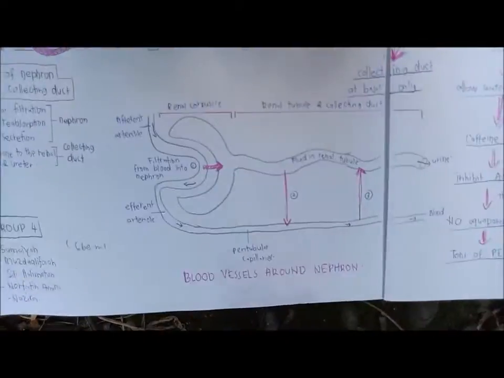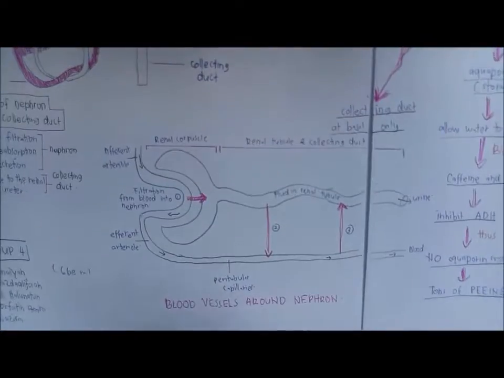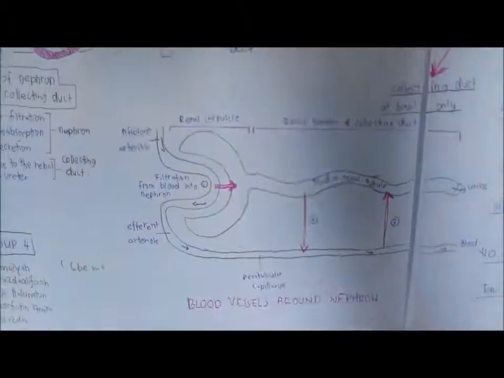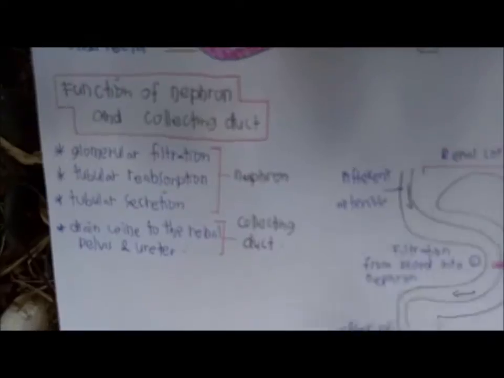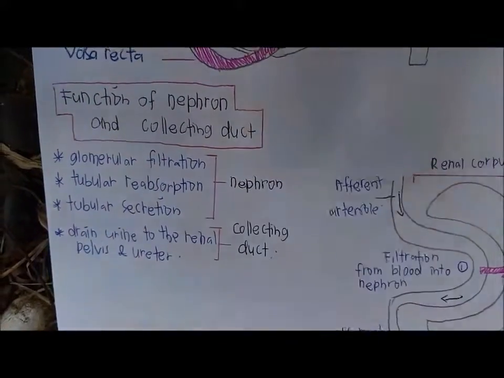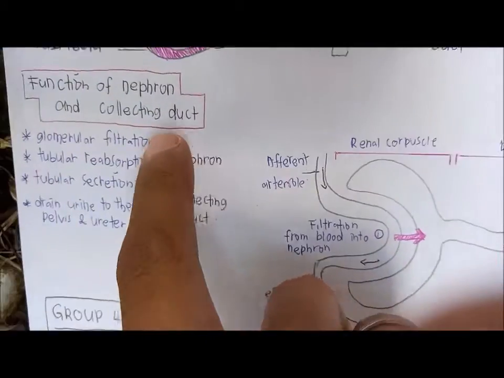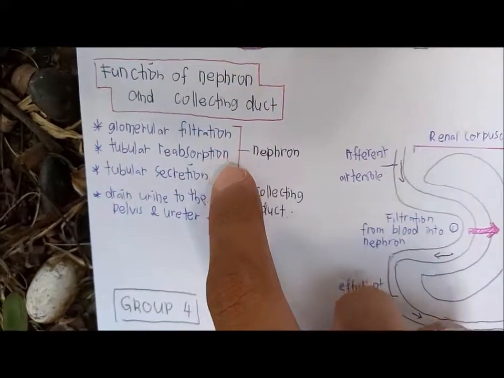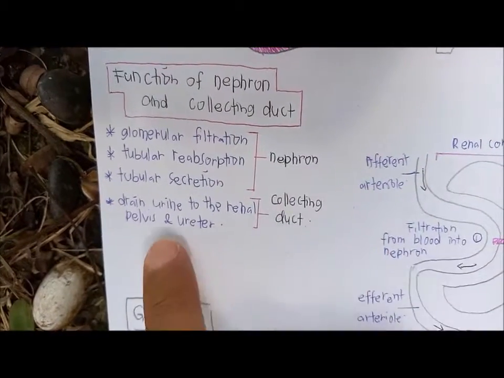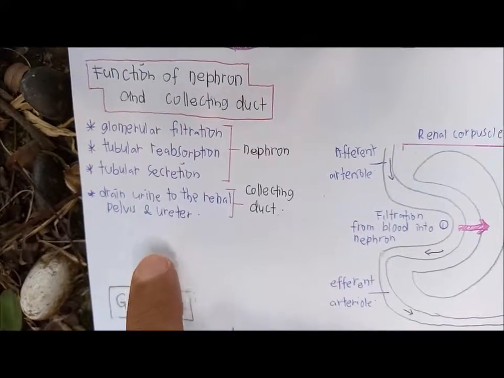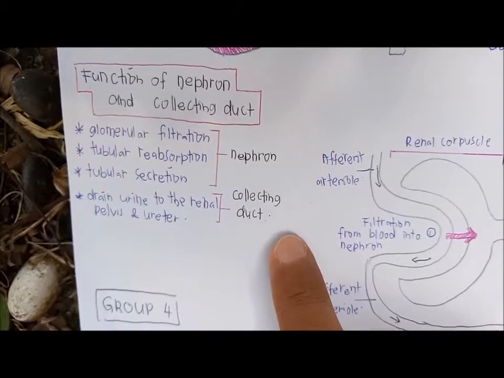Hi, I'm the second presenter. My name is Sumaiyah binti Rohadi. I will explain the function of the nephron and also the collecting duct. There are three functions of the nephron: the glomerular filtration, tubular reabsorption, and tubular secretion. All three functions happen at the nephron, while draining urine to the renal pelvis and ureter happens at the collecting duct.